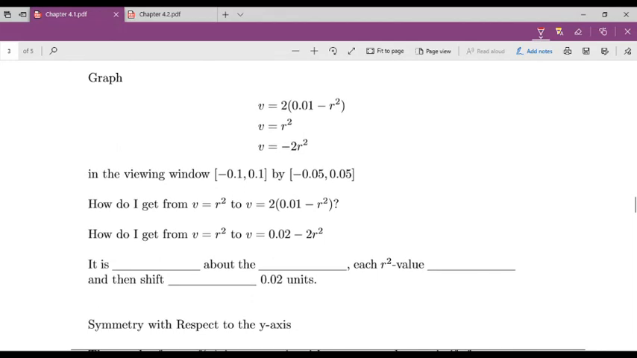It says graph y equals 2 times 0.01 minus r squared, y equals r squared, and y equals negative 2 times r squared in the viewing window, and it gives you the viewing window here to type into your TI. Okay. Now, you should be able to do that on your own, but I'll go over here and do it for you real quick, and then we'll get over here to the questions.